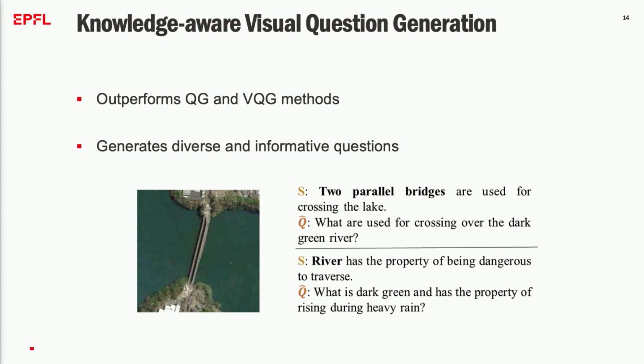So the results show that our proposed method outperforms all the state-of-the-art question generation and visual question generation methods, and can generate diverse and informative questions given a remote sensing image. With different knowledge sentences focused on different objects in the image, the question can be different.